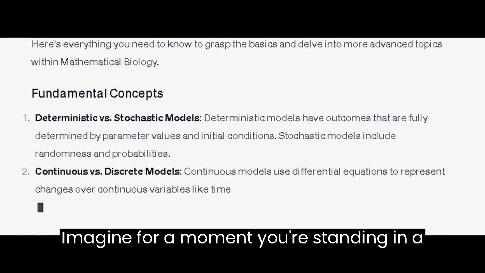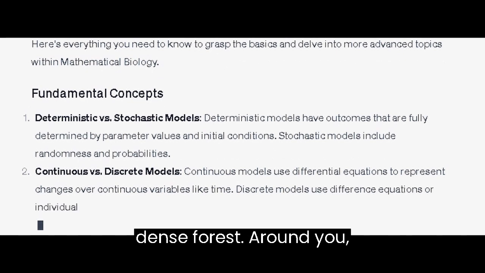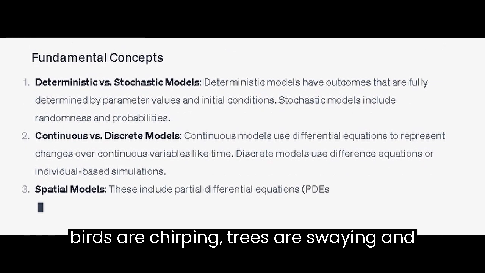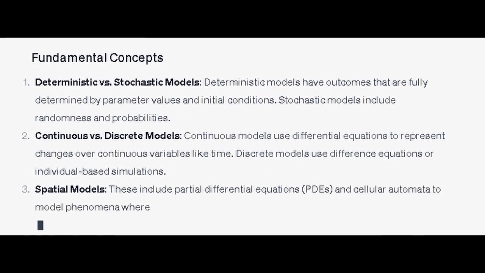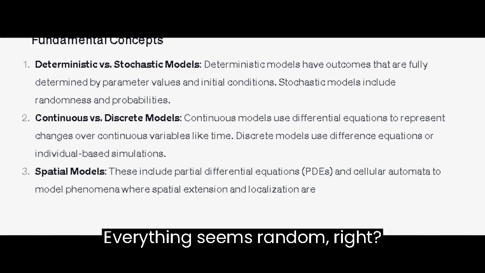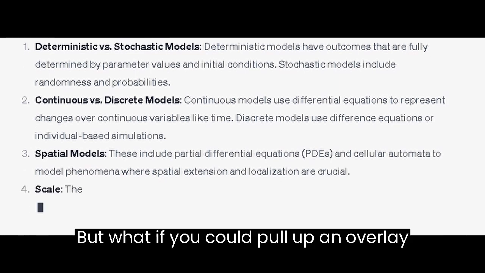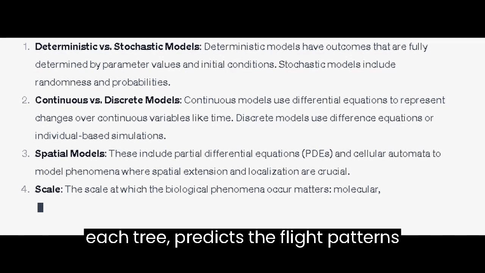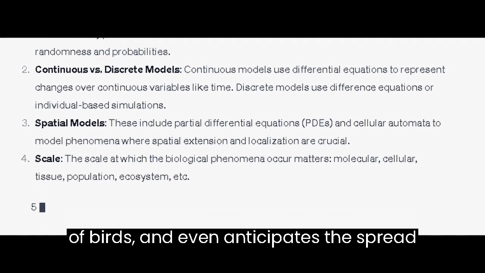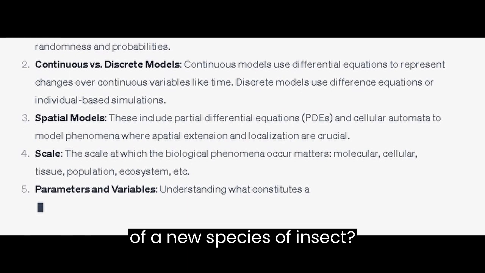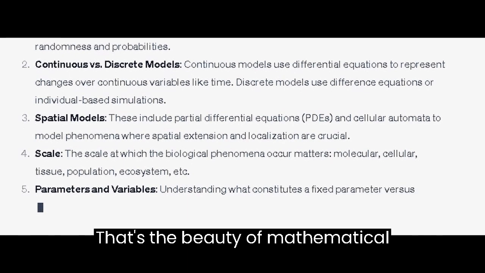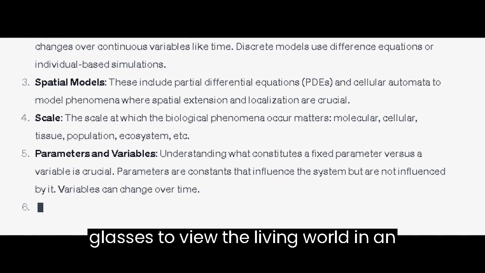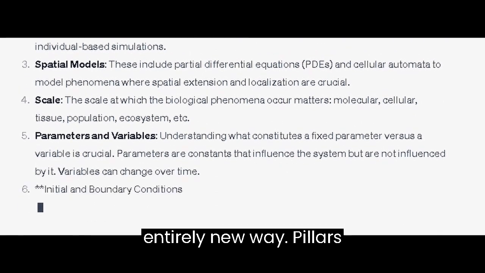Imagine for a moment, you're standing in a dense forest. Around you, birds are chirping, trees are swaying, and insects are scurrying. Everything seems random, right? But what if you could pull up an overlay screen that tracks the growth rate of each tree, predicts the flight patterns of birds, and even anticipates the spread of a new species of insect? That's the beauty of mathematical biology. It provides the mathematical glasses to view the living world in an entirely new way.